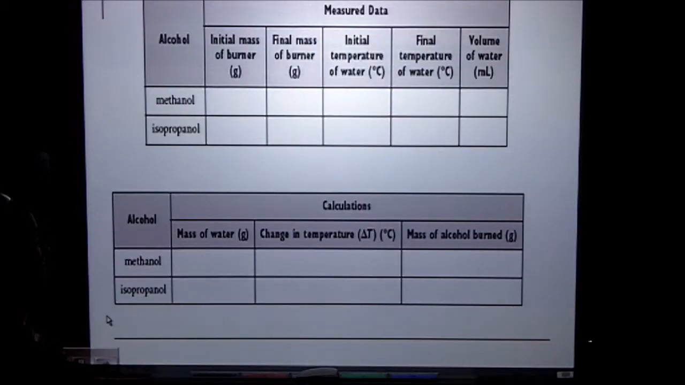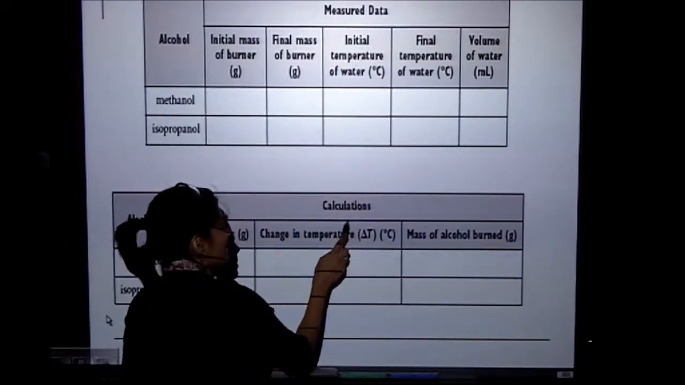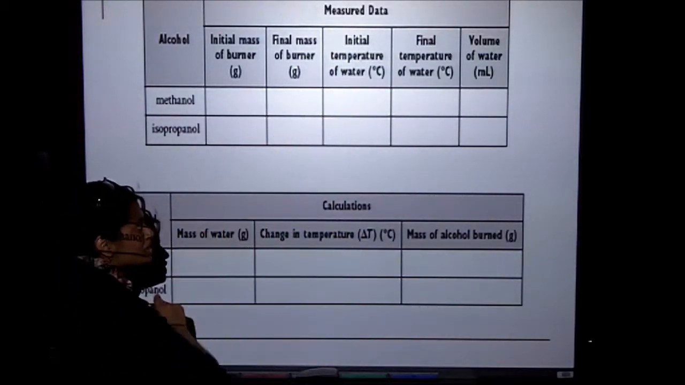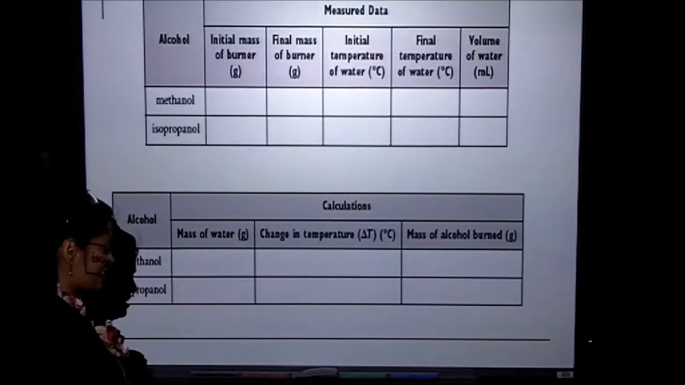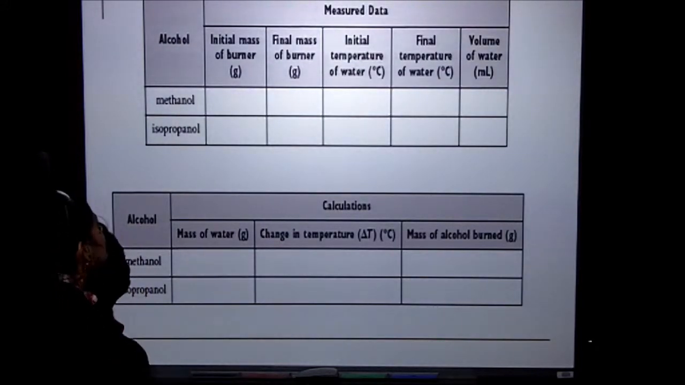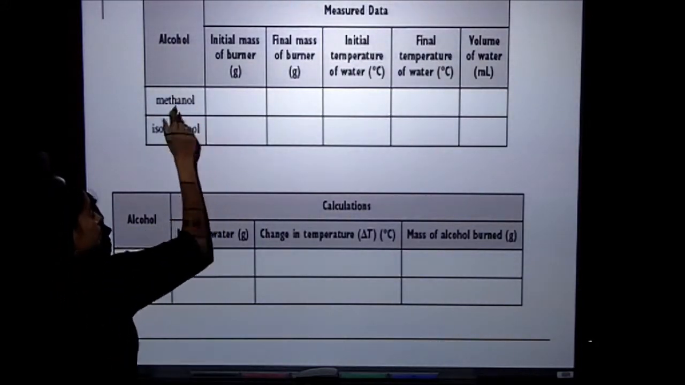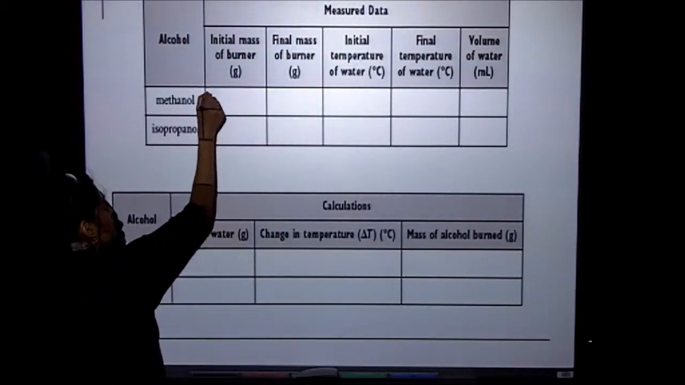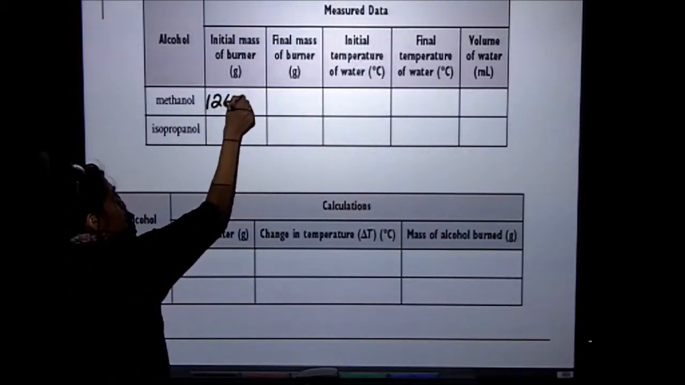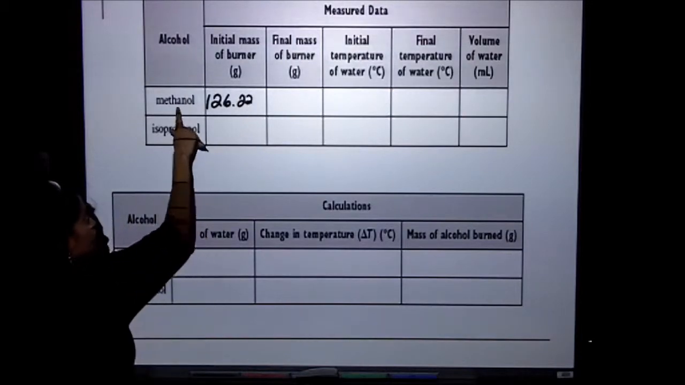So you have two data tables, the measured data table and the calculations. The measured is the one that you actually recorded all your data for in the lab itself. Now the initial mass of the burner. Yours will vary, of course, but say for example we used 126.22. This was for the methanol.